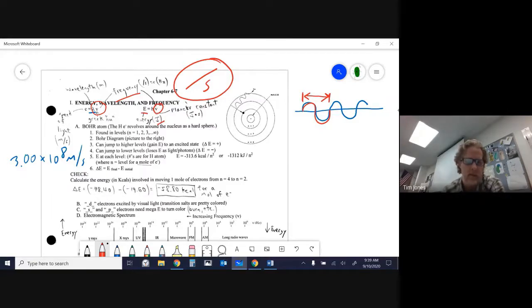All right, on the other equation, E is energy, right here, in joules or kilojoules or something like that. It's the same V. And H, this H right here, is called Planck's constant, right there.